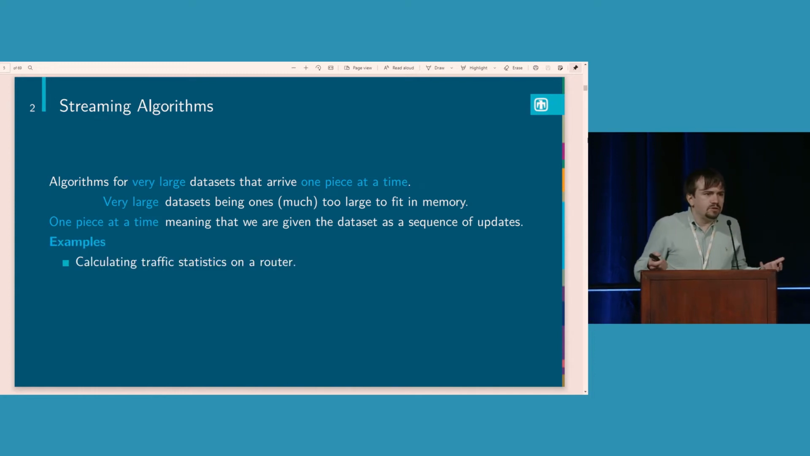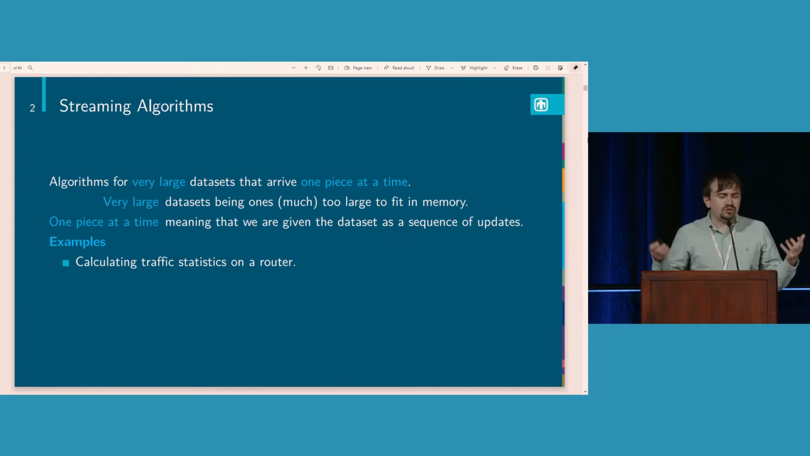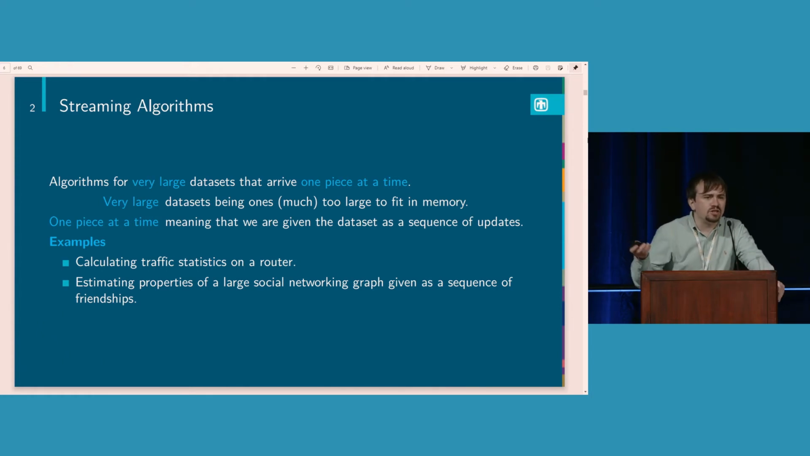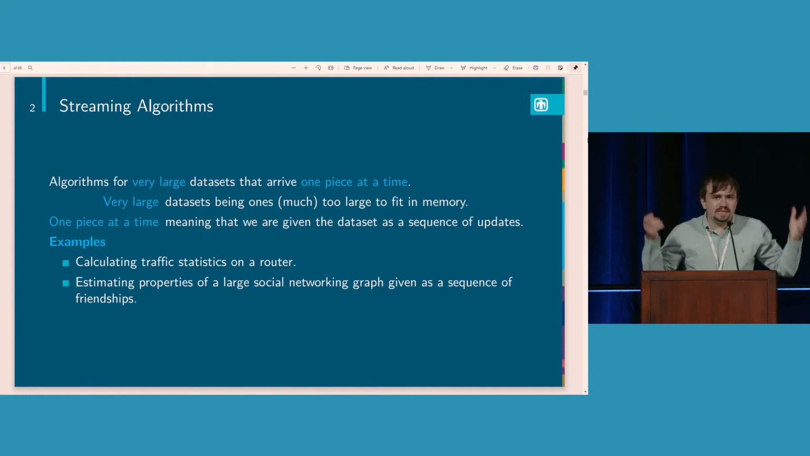For some examples, you can imagine that you have a router with its tiny memory, and you're seeing this huge flood of network traffic, and you want to calculate some useful statistics of that traffic. Or you can imagine that I give you the friendship graph of some very large social network as a series of events of the form Alice is friends with Bob, Bob is friends with Charlie, and so on and so on. And you want to learn some properties of this very large graph.